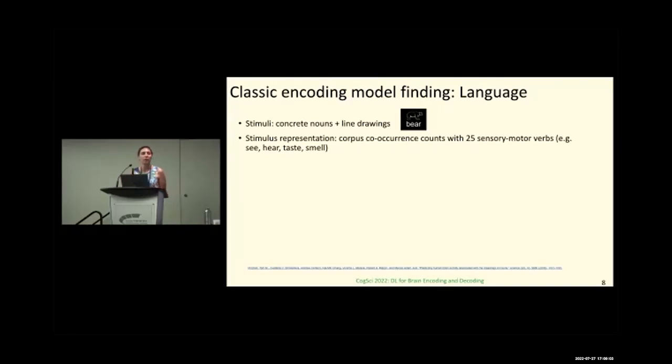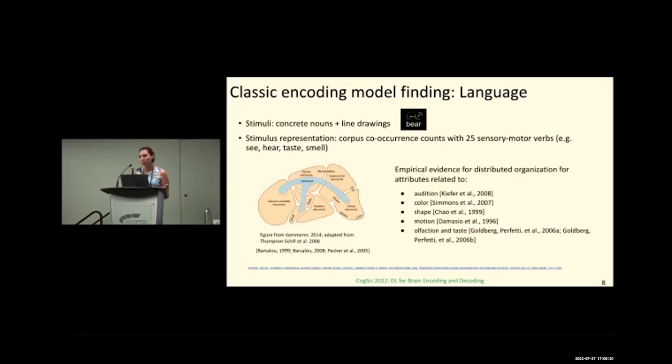The stimulus representation that the authors chose was a co-occurrence of these specific nouns with 25 sensory motor verbs, such as see, hear, taste, and smell. The hypothesis here comes from what is known as the embodied cognition hypothesis, which is that the representation of a concept in the brain is distributed and yet organized, in such a way that semantic attributes are represented by the specific areas of the brain that underlie the sensory perception of these properties. There is empirical evidence for this hypothesis in all these modalities: audition, color, shape, motion, and olfaction.